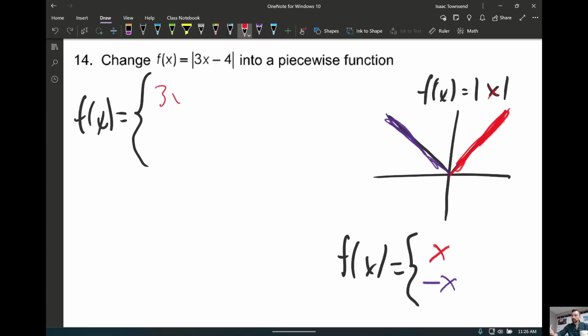So over here, 3x minus 4 is going to be one of the parts, the stuff under the absolute value sign. The other part was the opposite of the stuff under the absolute value sign. So that's going to be the same here: the opposite of the stuff under the absolute value sign. Or you can distribute.